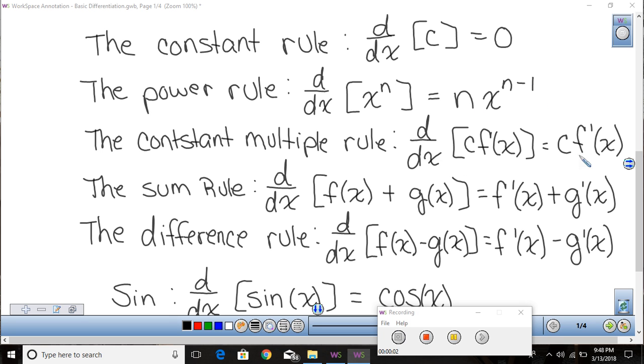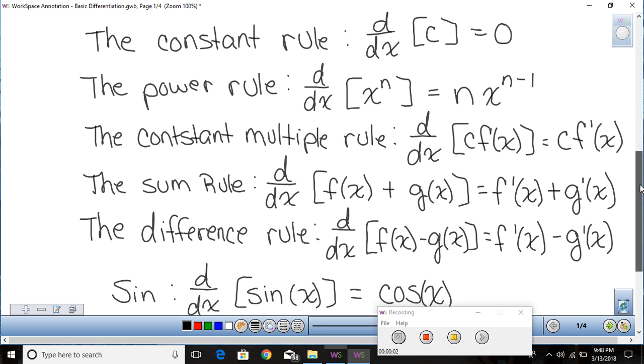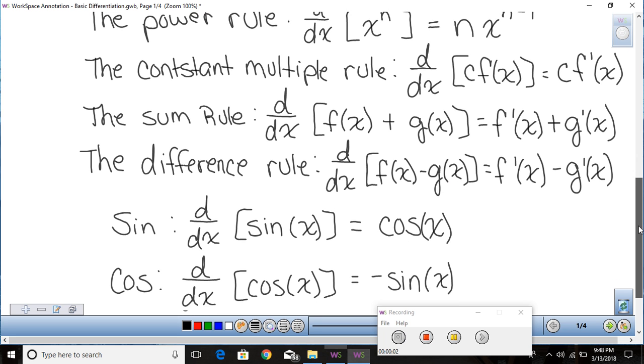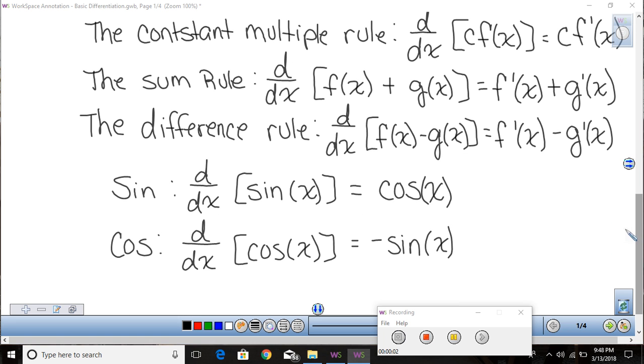Alright, the constant multiple rule. If I have a number multiplied by my function, then I would take that number times the derivative of my function. Alright, the sum rule, if I have two things being added together, I'll take the derivative of both things and still add them together. Same thing with subtraction. And then the derivative of sine is cosine, and the derivative of cosine is negative sine.